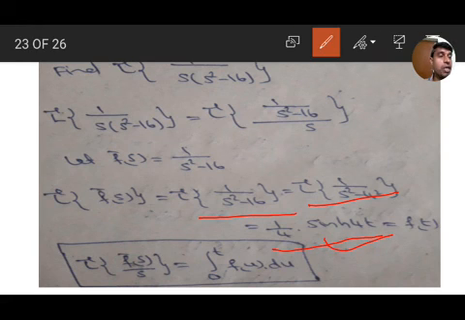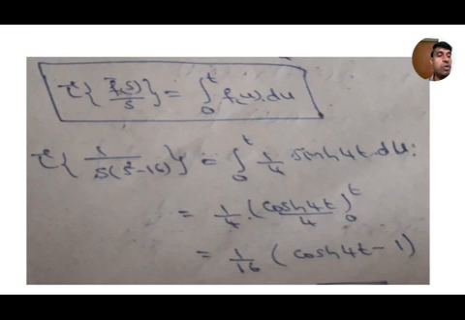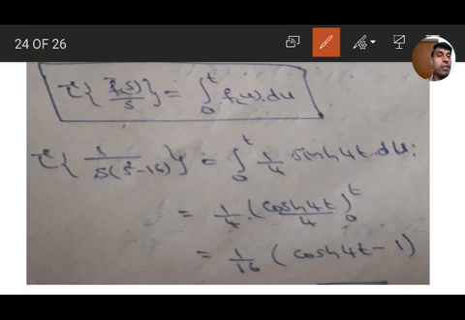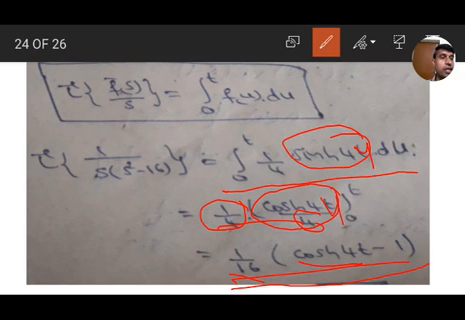so 1 by 4 sinh of 4t. And we know the formula L inverse of f bar s by s equals integration 0 to t f of u du. In place of f of u, that is 1 by 4 into sinh of 4u. 1 by 4 is outside, integration of sinh of 4u is cosh of 4u by 4, from 0 to t. 1 by 4 is outside, so 1 by 16 and cosh of 4u, upper limit cosh of 4t, minus, if you substitute 0, cosh of 0 is 1, that is 1 by 16 (cosh of 4t minus 1).